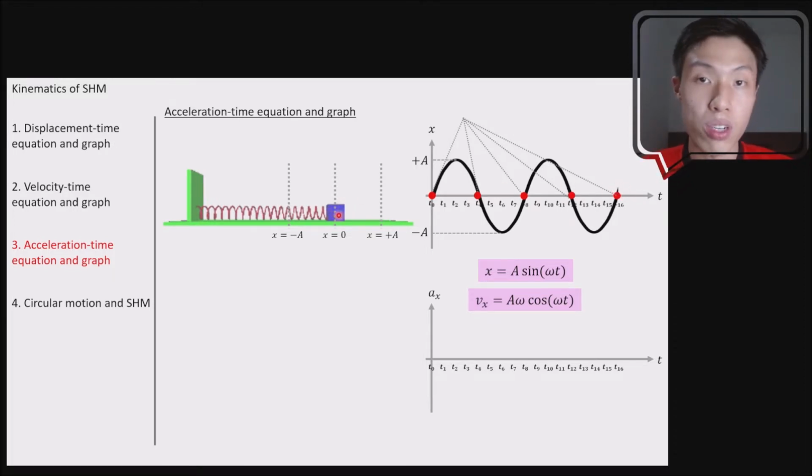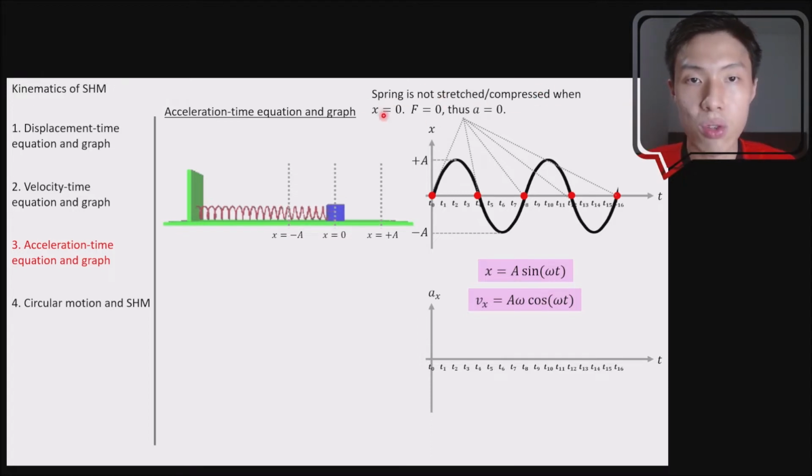Because when the object is at the equilibrium position, the spring is not stretched. At the same time, the spring is not compressed. So the spring is at its equilibrium length, or its original length. When the spring is not compressed and not stretched, you should expect 0 restoring force due to the spring. So the spring is not stretched or compressed when x is equal to 0. Therefore, you should expect no restoring force, because there's no stretch, no compression.